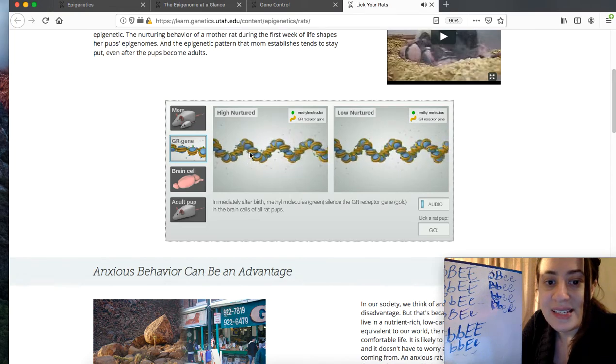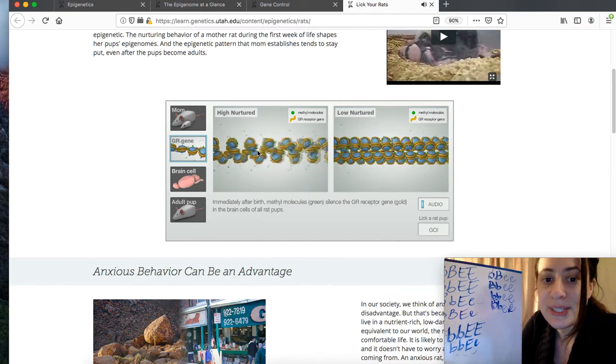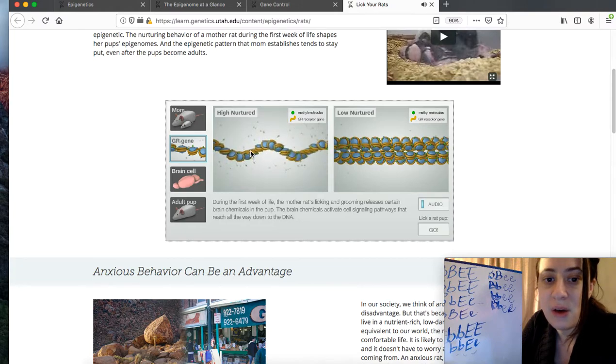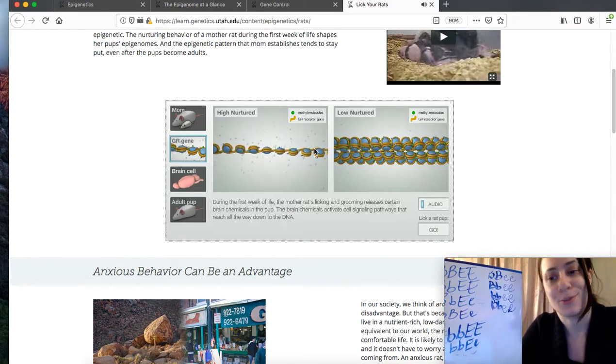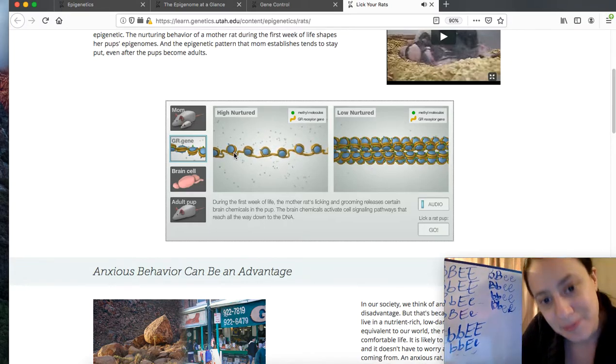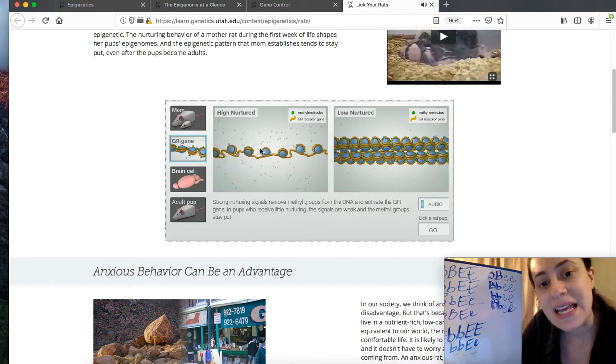The yellow is the DNA and the blue is the histone proteins. Together, collectively, they make the chromatin. So what happens is these green dots are these methyl groups. And in the high nurtured rat pup, the GR gene has been kind of uncoiled. And in the low nurtured rat pup, this GR gene is still tightly coiled.